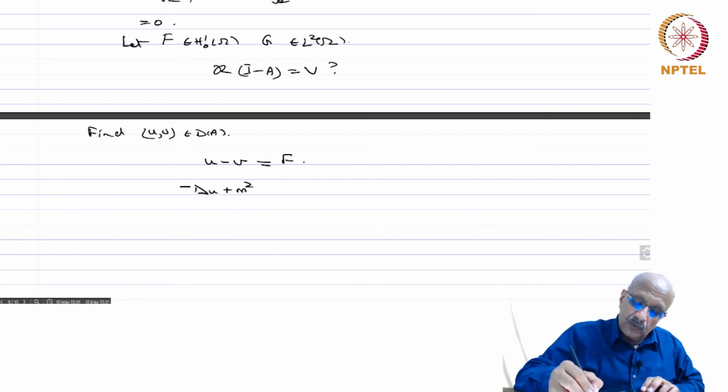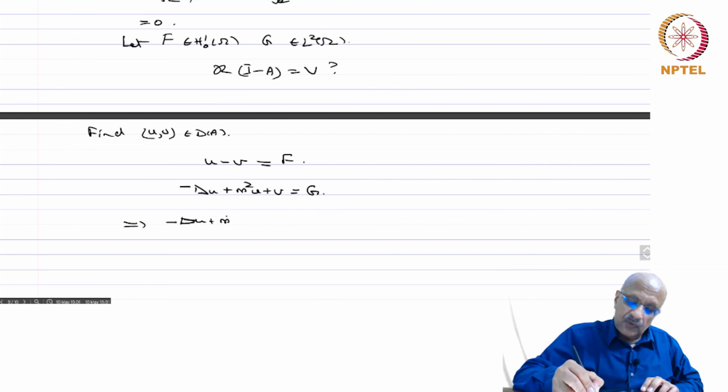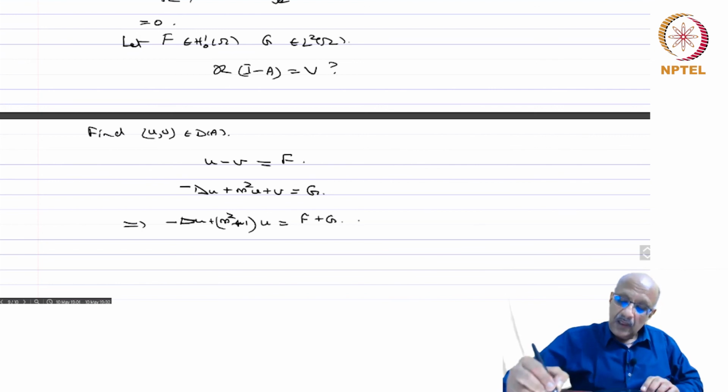minus Laplacian u plus m² u plus v equals capital G, and then if you add these two, you get minus Laplacian u plus m² u plus u, so (m² plus 1) u equals capital F plus G, and then this can always be solved.